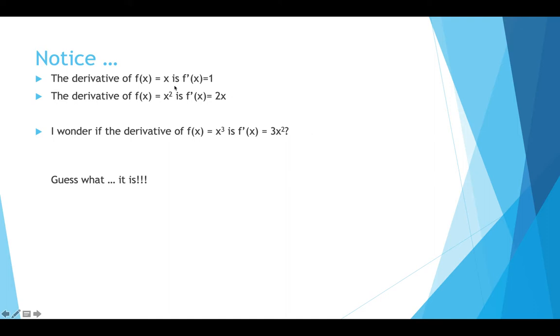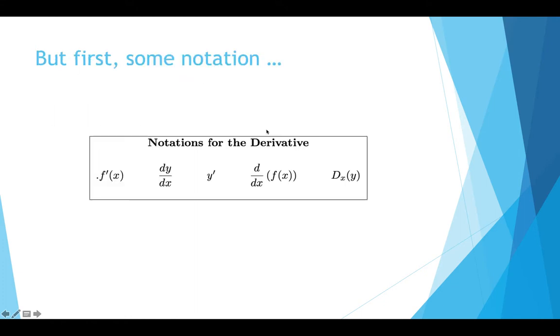So what we're saying is that the derivative of f of x equals x is going to be 1. The derivative of f of x equals x squared is going to be 2x. I wonder if the derivative of f of x equals x cubed is 3x squared. And you know what? It is. So we're going to do a general rule, but first we're going to do some notation.